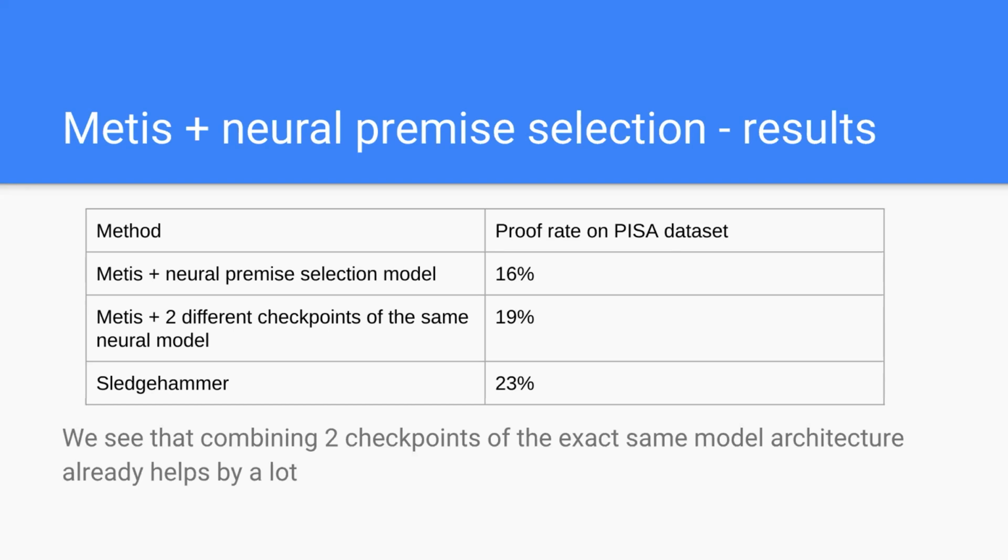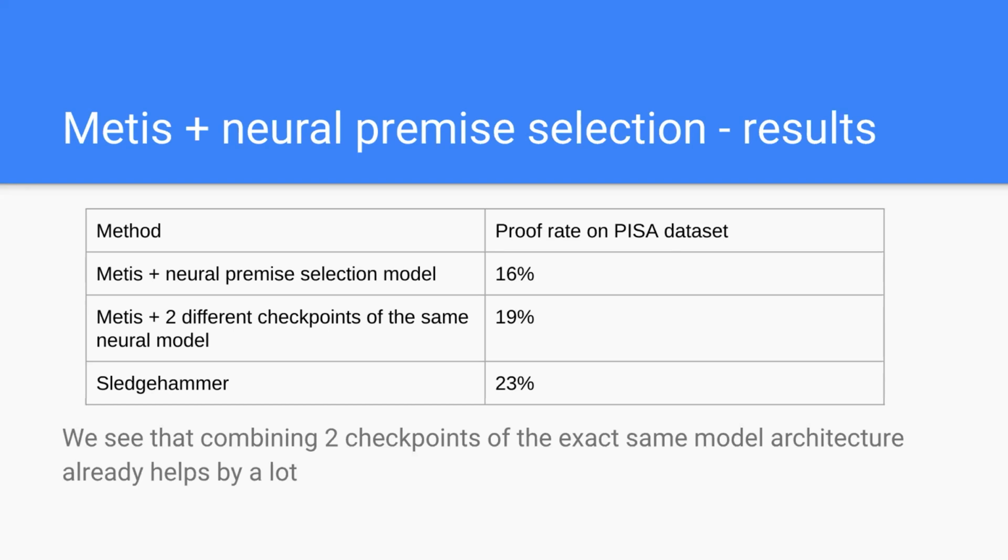Do you use both models only for the premise selection, or do you run Metis twice? Actually, I need to run Metis twice because the list of premises is different for both of these models. So if I take top K, I need to, yeah. That's a good point. We certainly need to improve the efficiency.